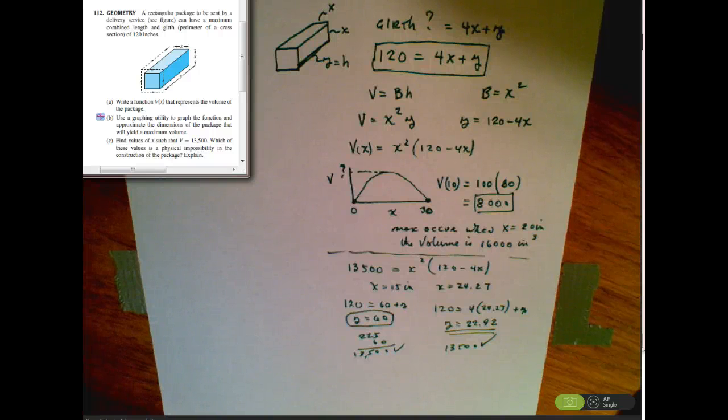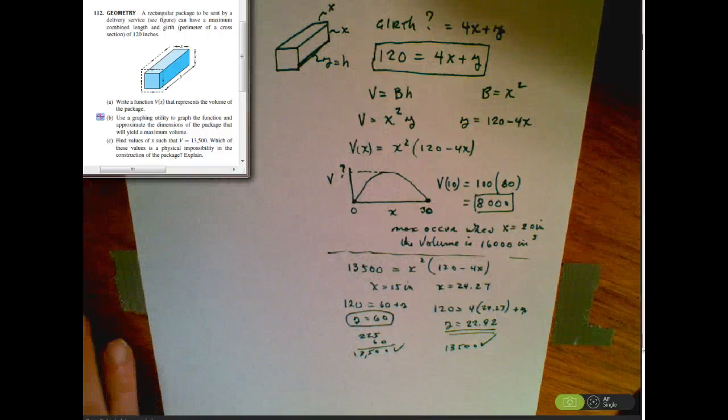Now it said, which of these values is a physical impossibility in the construction of the package. So there seems to be something that would constrain it, and it seems to be okay with those two values. So I'm not sure what they were talking about. So we'll go with this and we'll call it a day.